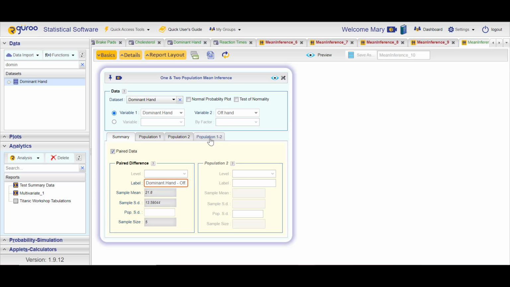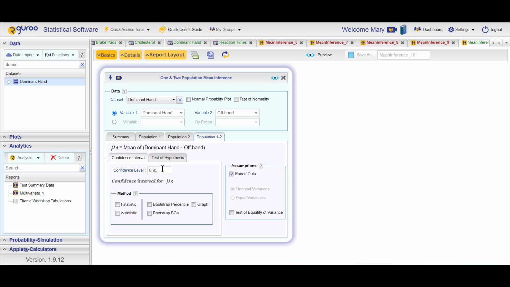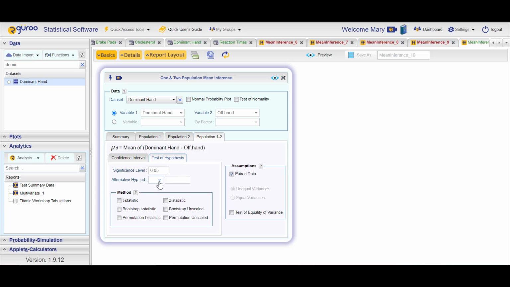Do paired population. And again, you don't have to do these confidence intervals if they're not asked for, but I like to do it just to see how it compares. And we're doing not equal to this time.